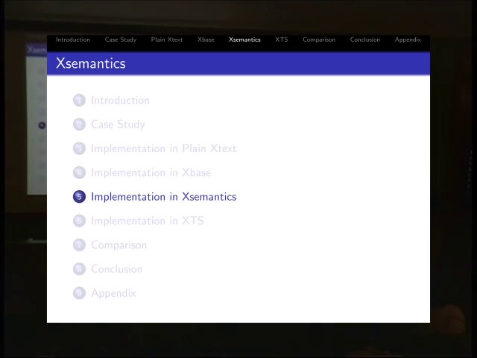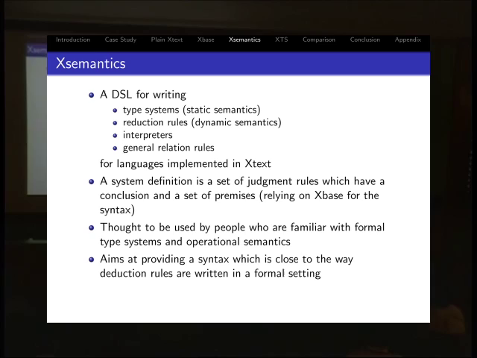Now I'm going to present two frameworks for writing type systems for Xtext languages. I'm just giving a very brief overview of these frameworks. These are two open source frameworks, so you can find much documentation online. I'm starting with Xsemantics. Xsemantics is not actually only a framework for type systems. You can define any kind of rules for the elements of your language implemented in Xtext. So you can define type systems, but also reduction rules or interpreters or any kind of relation rules.